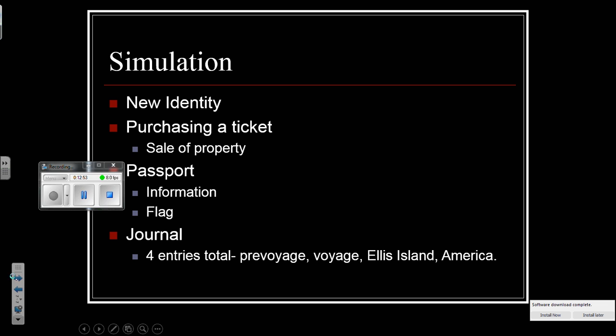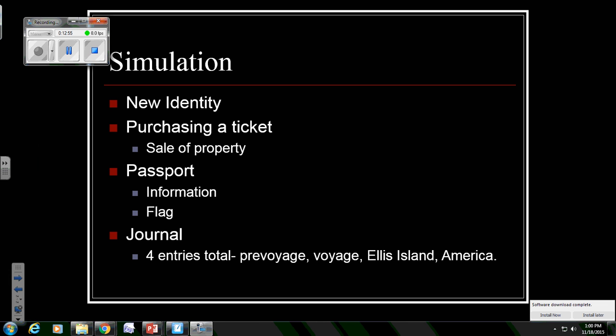So here's what's going to happen to you. You obviously have your new identity. I gave that to you yesterday. You are first going to have to purchase a ticket and sell your property to get that ticket. Then you're going to create a passport. You also will create your paperwork that you'll carry with you as you go onto the ship. And you'll decide what you're going to pack.